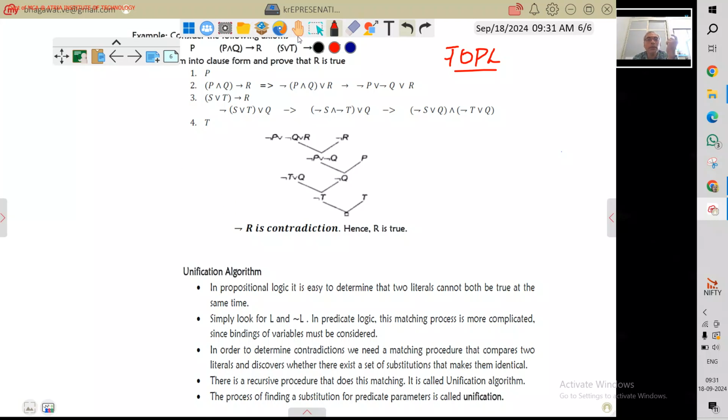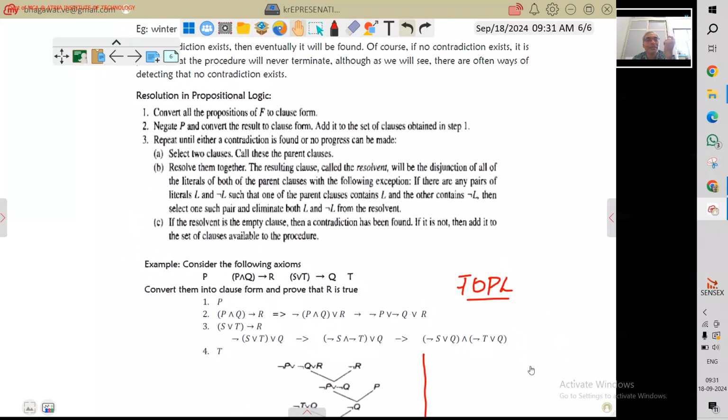Now if you look into propositional logic, which we have already seen in our previous class, let us look into what the algorithm says. It clearly says to convert all the propositions of F to clause form. The first thing you are supposed to do is convert whatever WFF or proposition you have into clause form. The second one is negate P.